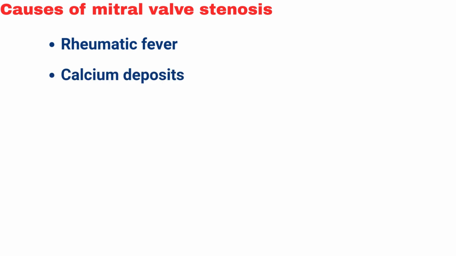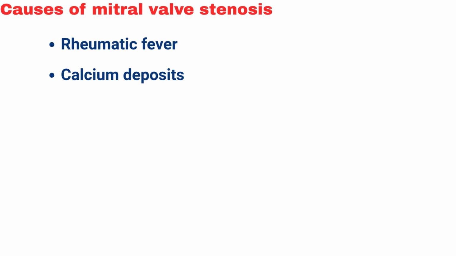Next cause is calcium deposits. As the age increases, calcium deposits can build up around the mitral valve. This can cause narrowing of the structures that support the mitral valve flaps. The condition is also called mitral annular calcification, or MAC for short. Severe MAC can cause mitral stenosis symptoms. It is difficult to treat even with surgery.